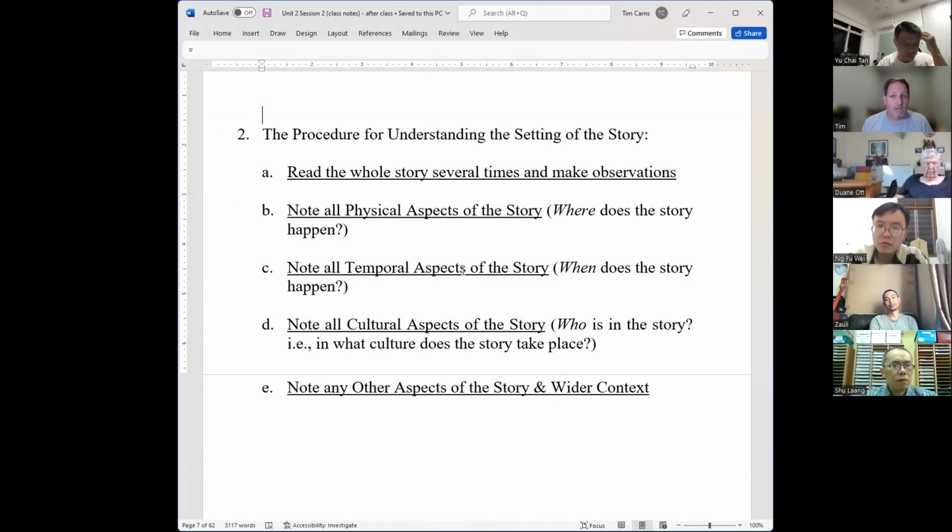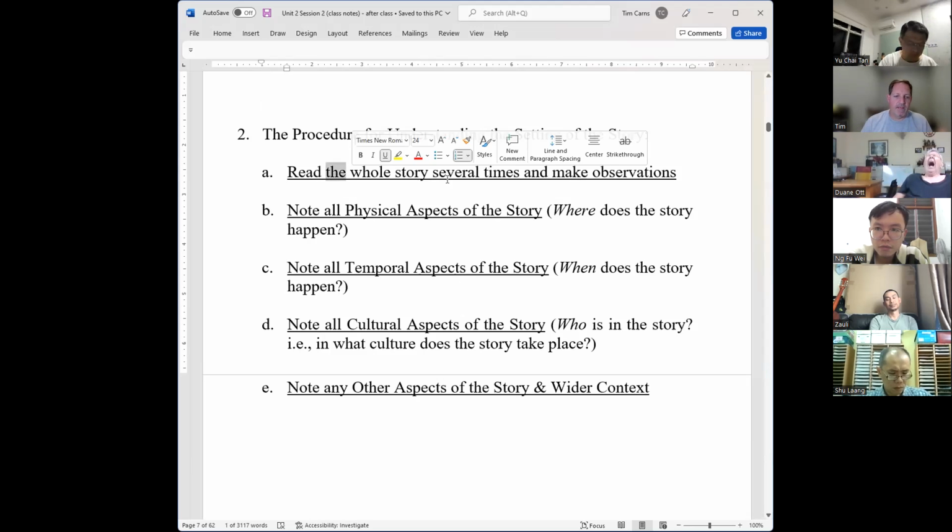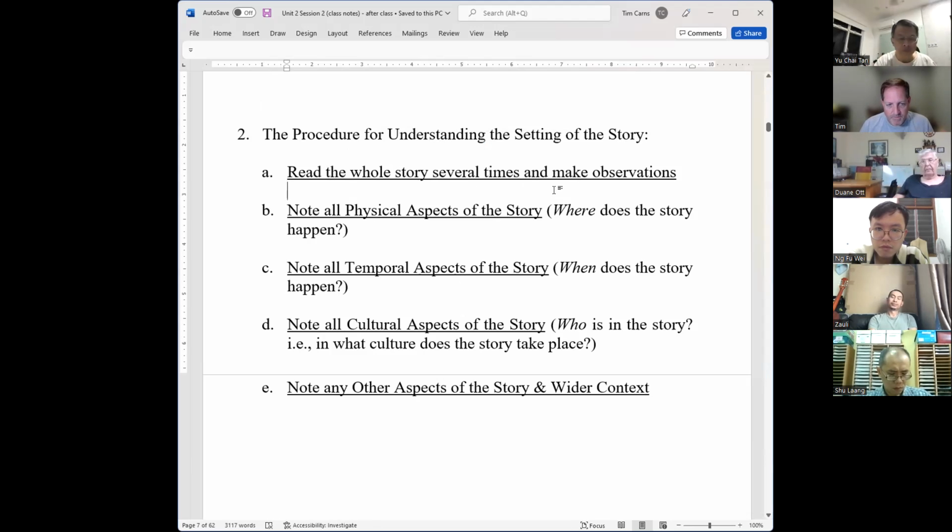We've done that for the book where we've read the whole book. Now we want to focus our attention on the particular story. And so again, reading is such an important part of Bible study, and reading something through many times to get familiar with it is very important.